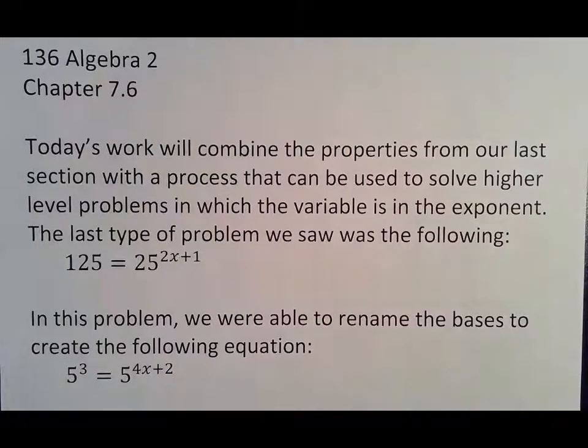Alright, 7.6. Today is going to combine properties from our last section with a process that can be used to solve higher level problems, where the variable is in the exponent.